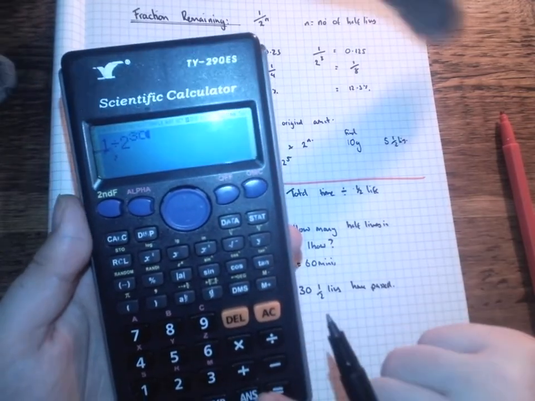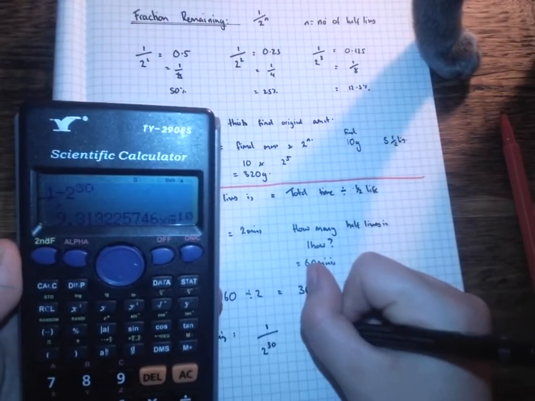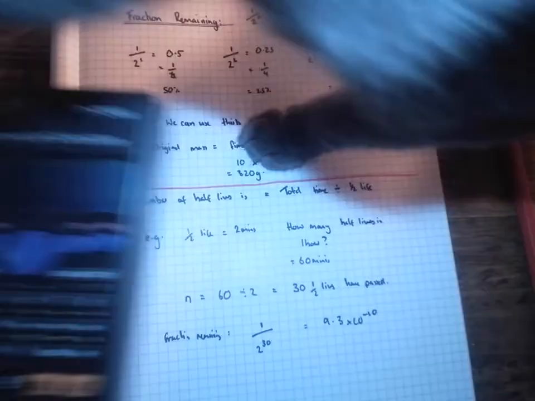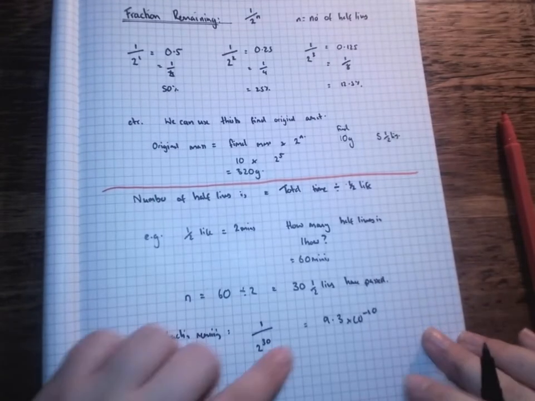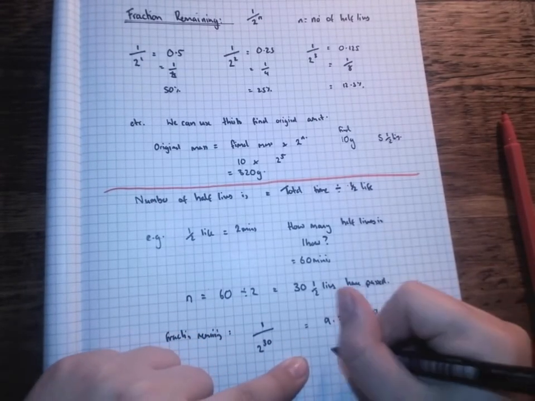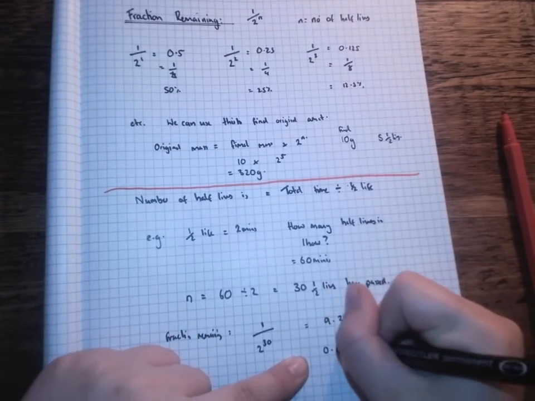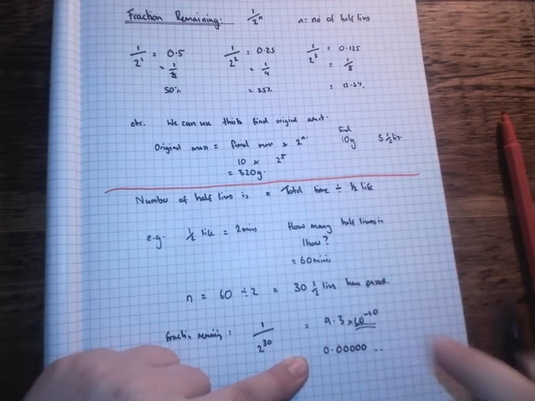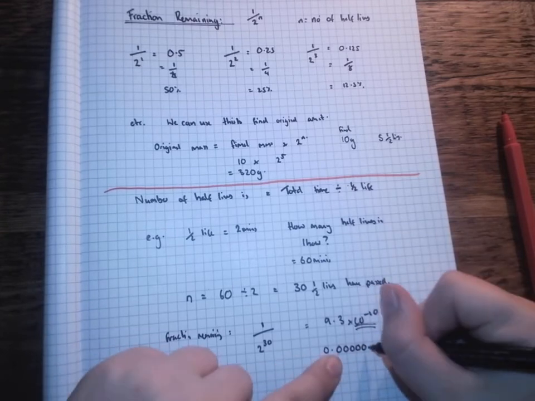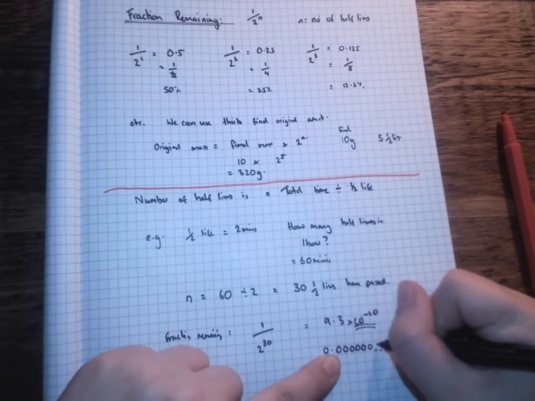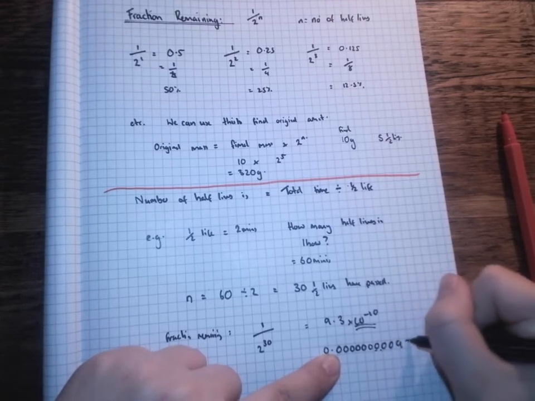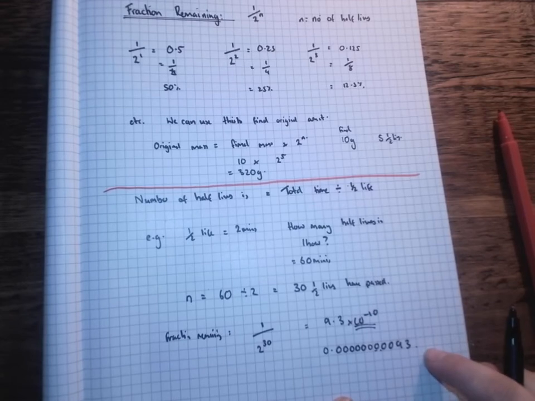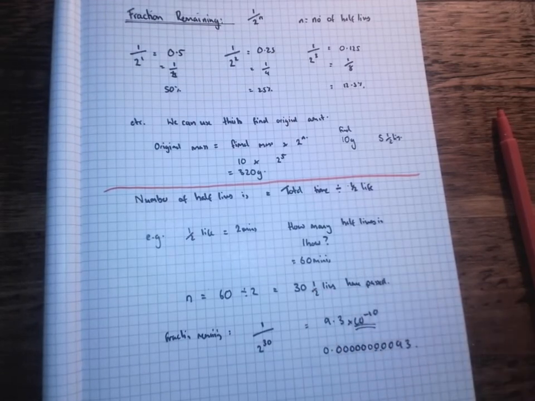2 to the power of 30. So in this case, I have 9.3 times 10 to the minus 10, which basically means I'm going to be going down 0.00000, carrying on. So it's easier to write it in terms of 10 to the minus 10. So I'd have 1, 2, 3, 4, 5, 6, 7, 8, 9, then 9.3 remaining as a fraction of what I've got left. So a really, really tiny amount after 30 half-lives.